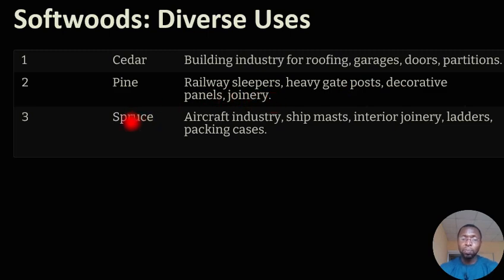And the third example of softwood is the spruce. The spruce softwood is used in the aircraft industry. We also use it in making ship masts. We use this spruce in interior joineries. We use it in making ladders and in some packaging materials. So we use it in making some packaging in packing cases too. All right. So these are the diverse uses of softwood. We have more of them, but we would like to just talk about those three in this lesson.